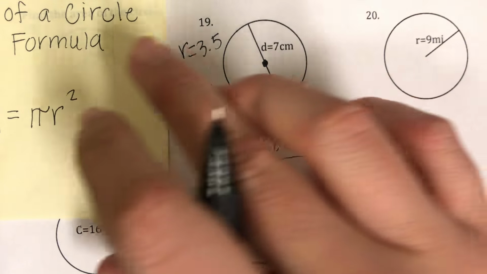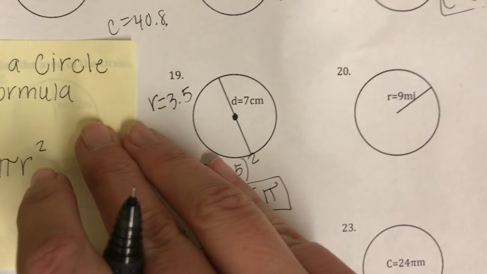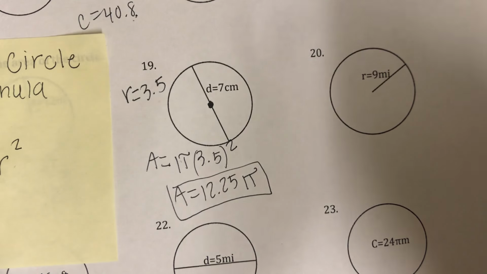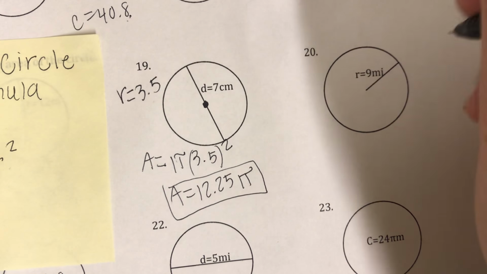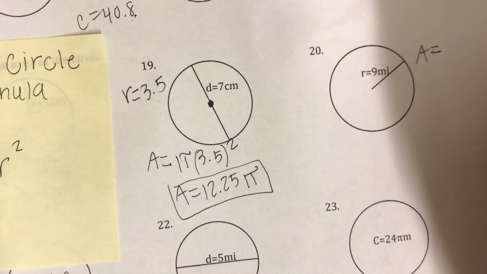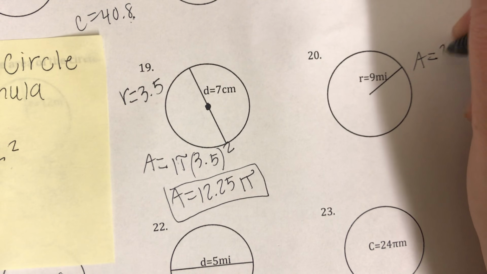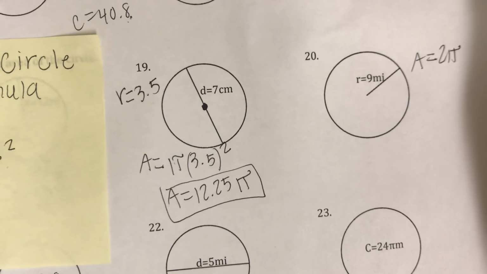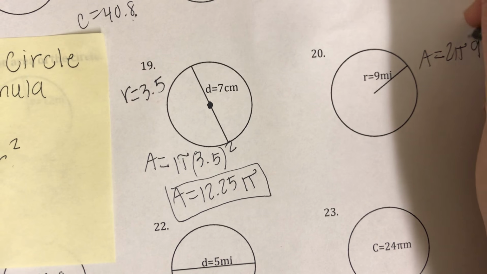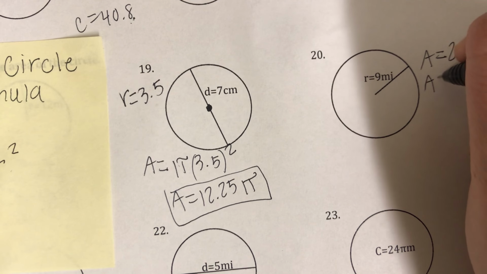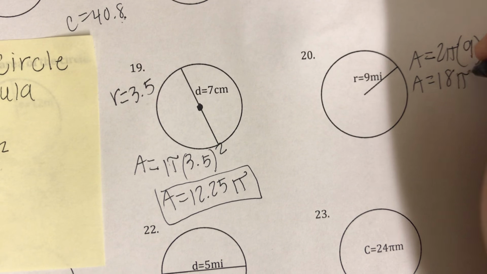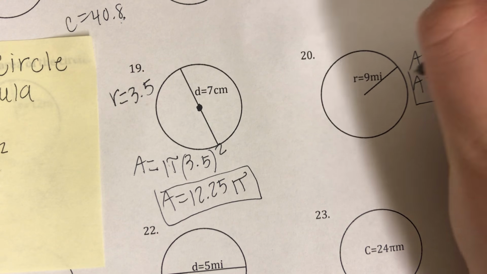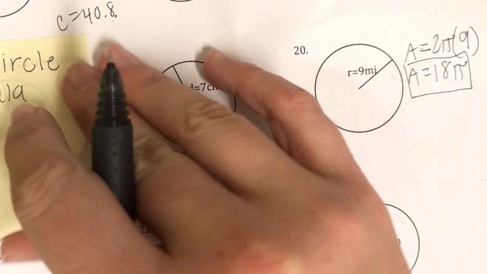Okay, number 20. Number 20 is easy because it's given to you as r already. Let's do the formula: it is 2 pi r. So I know that my 2 pi is going to be right there, and r is 9. What is 9 times 2? It's 18 pi. Hopefully you knew that. And there you go. That's number 20.